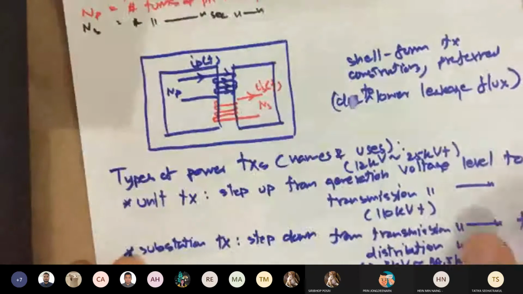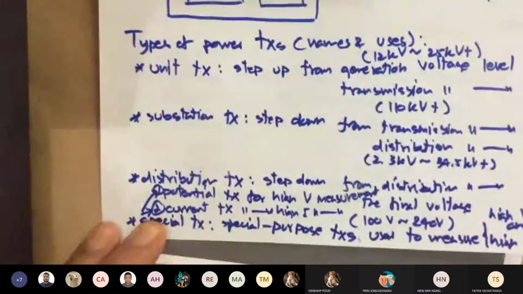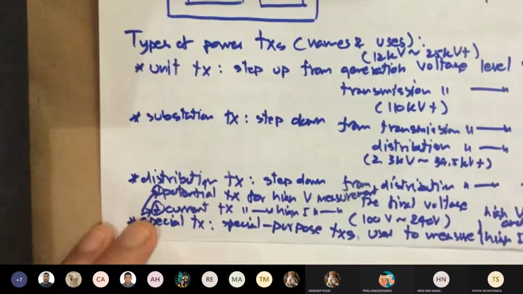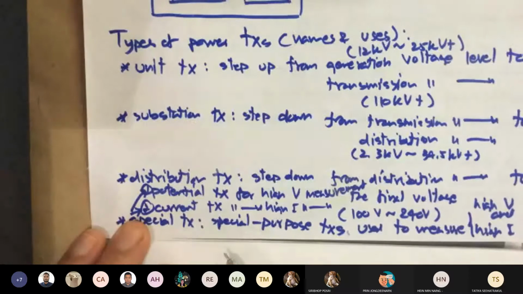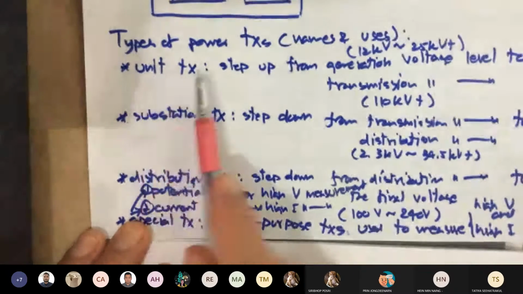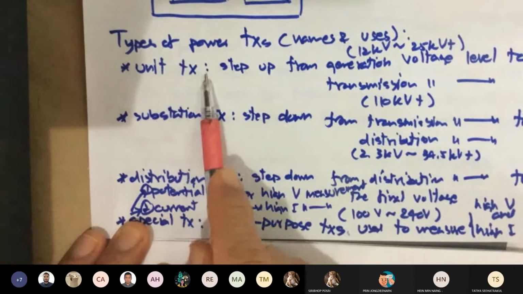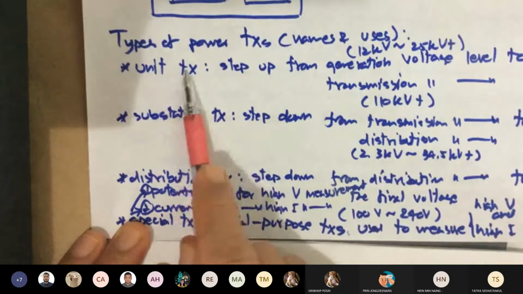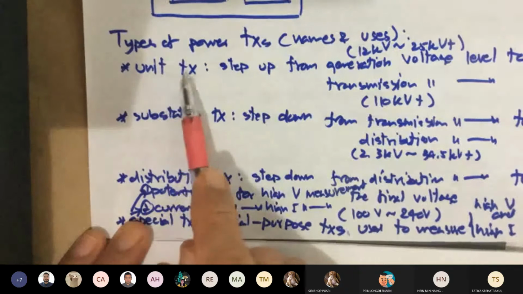Okay. Now for power transfer, there are given names and uses according to purpose. This is just to give you an idea. The terminology in power system transformers. The first one, probably a very large size transformer, especially in terms of capacity. This is what we call a unit transformer.